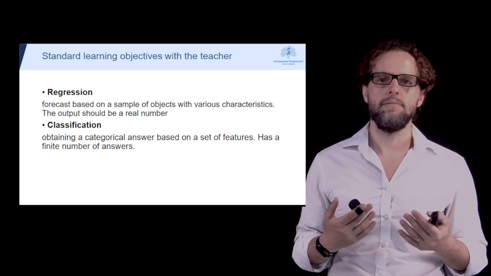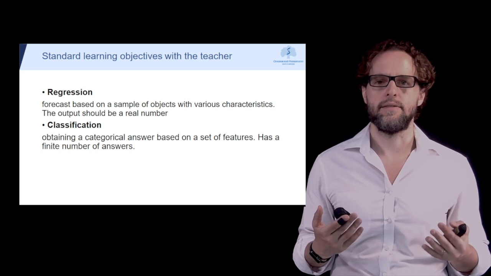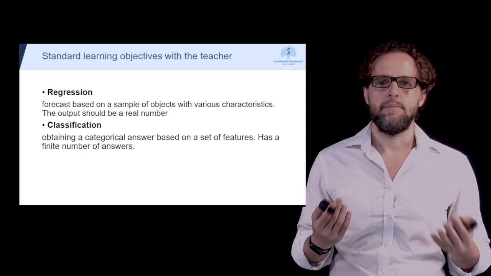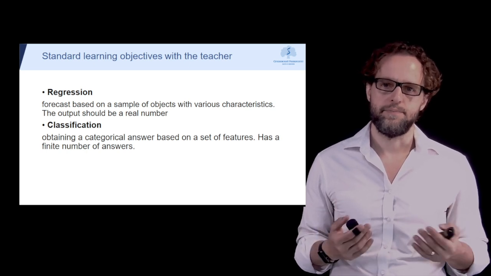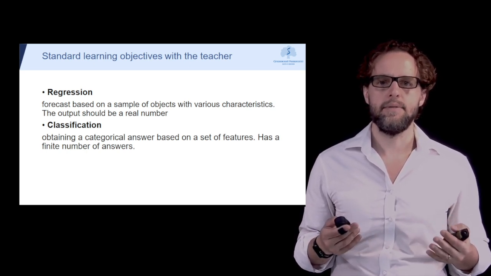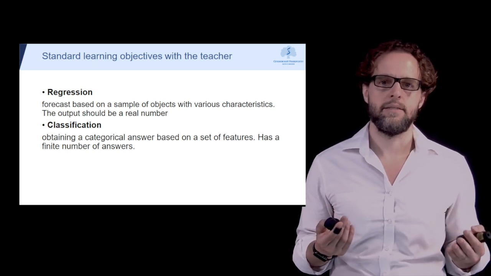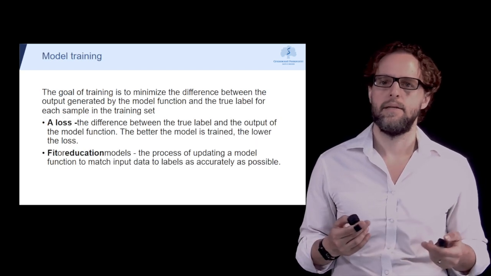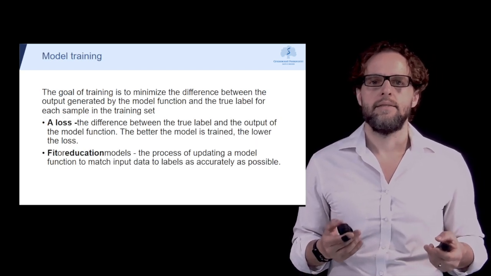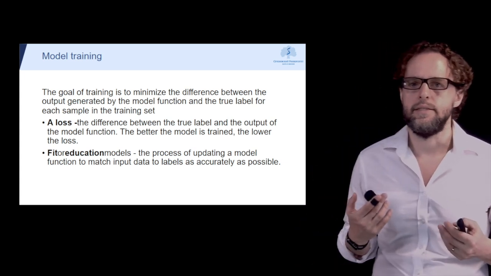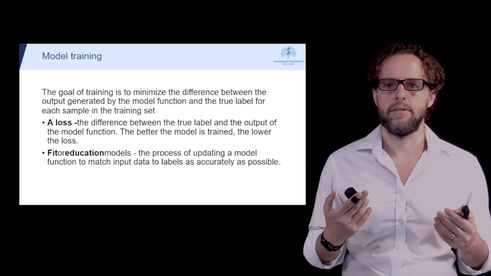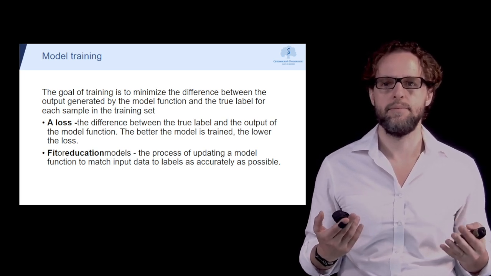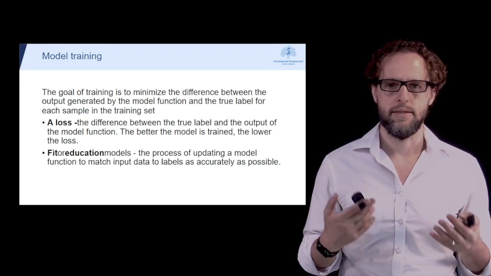The classification problem has a finite number of answers or categories. Labels are numeric categories, identifiers. In this case, the labels are simply numbers that act as category identifiers. Mathematically, the objective of learning is to minimize the difference between the outputs generated by the model function and the true label for each sample in the training set.